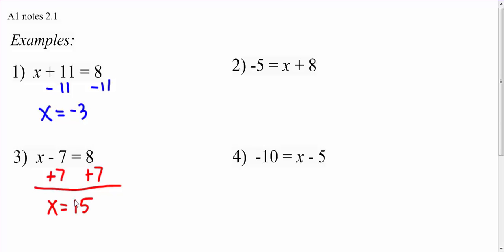Right now, why don't you guys pause the video and work out questions 2 and 4. When you've finished, hit play again and then compare your work to mine.